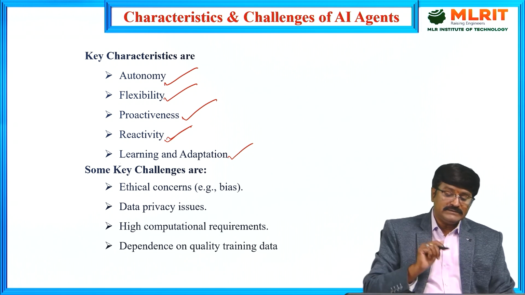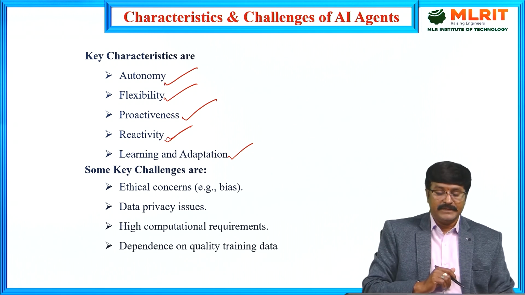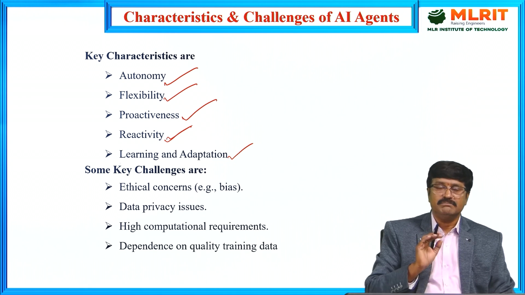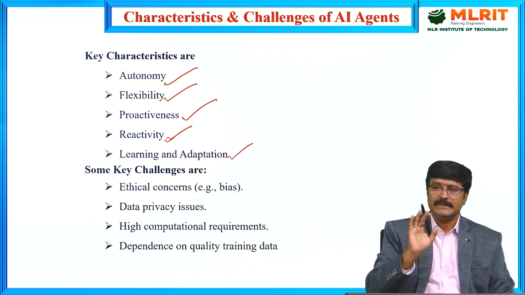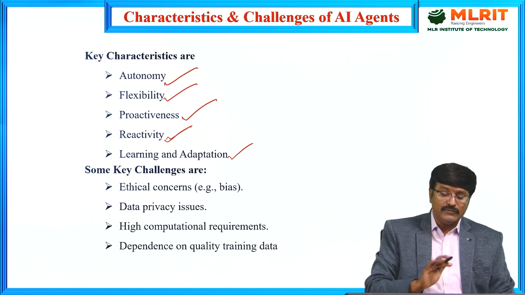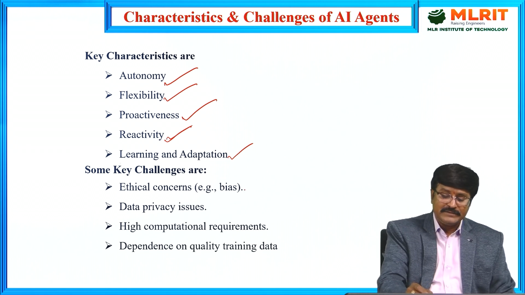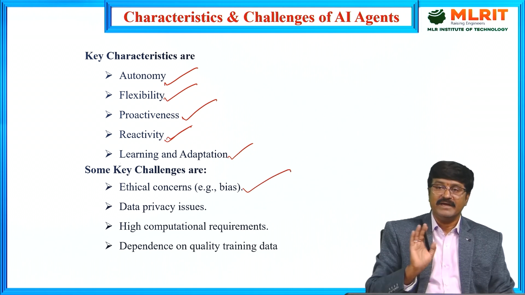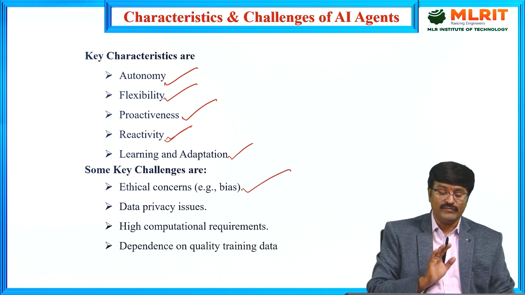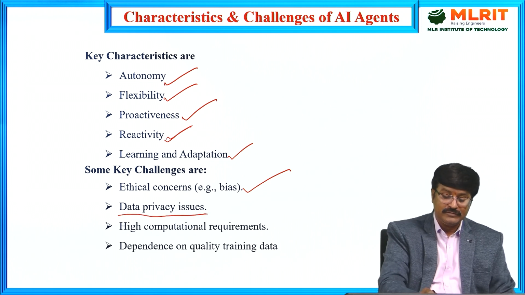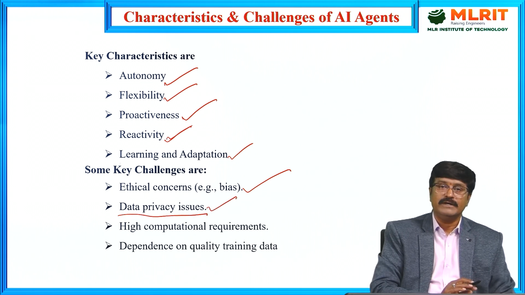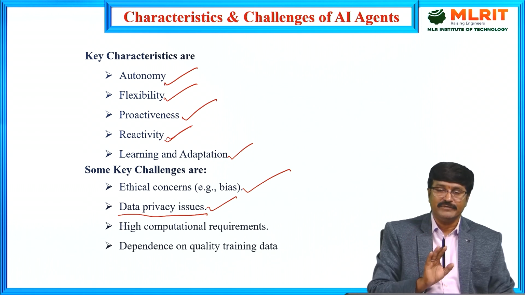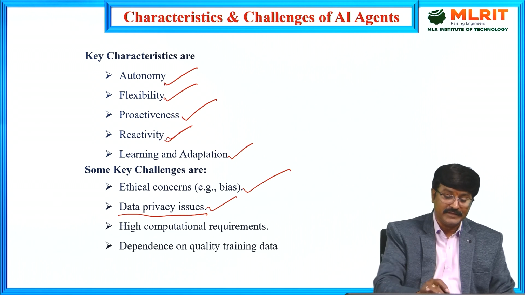And what are the challenges in agents? Because every action is going on through artificial intelligence, nothing but an agent and its environment, that is nothing but AI. So here ethical consent is very important. There should not be any biasing. So ethical consent it has to follow. That is one thing. Second thing, the data privacy issues. That is the most important. So personal data, or any company's important confidential information, you have to keep it in privacy. That is the most important thing in this case.